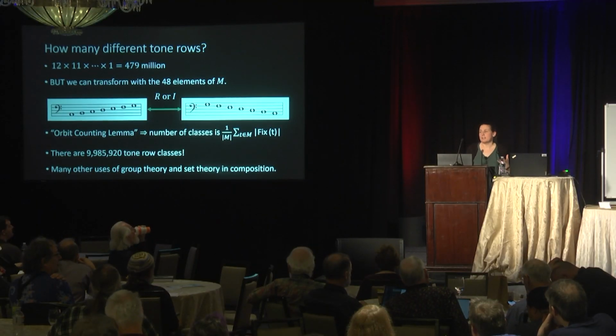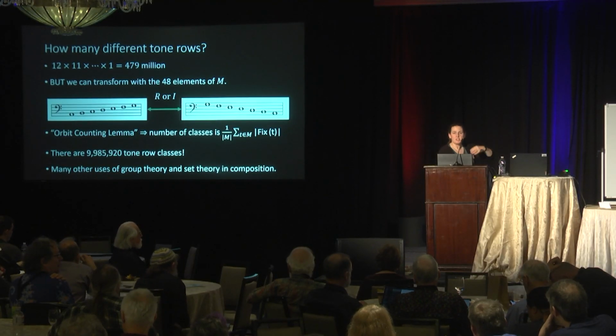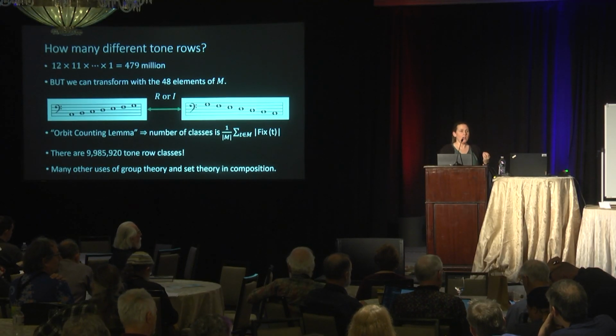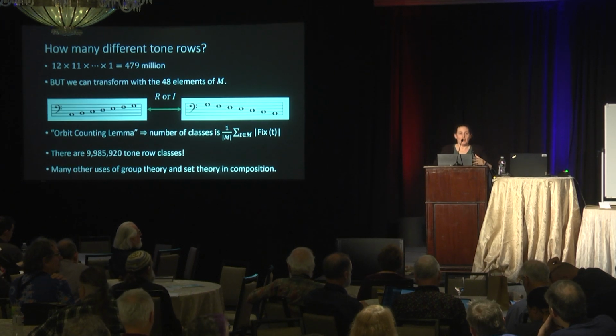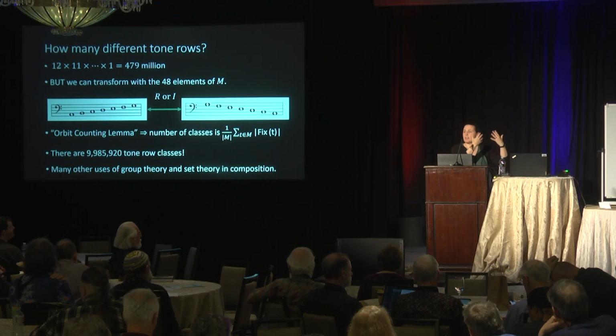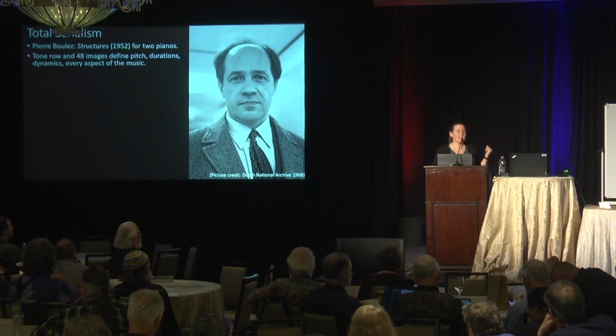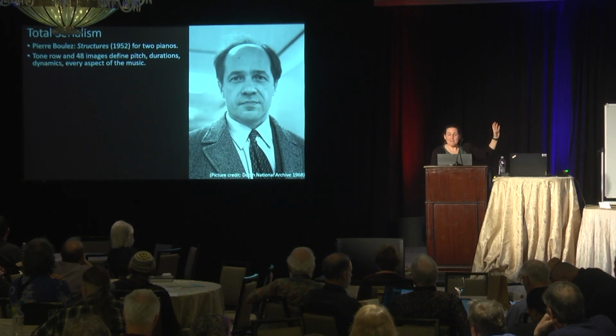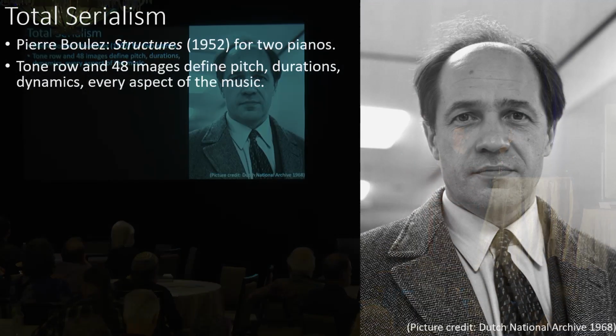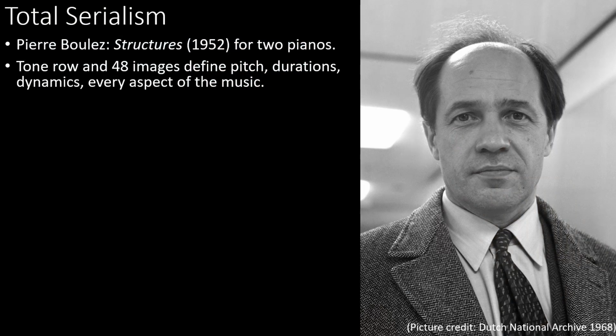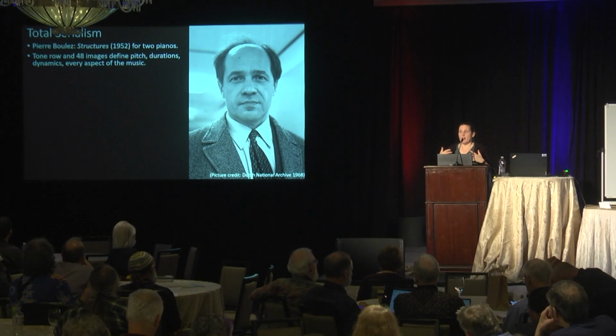So once you've got the concept of tone rows, you've got these images, you've got the musical symmetry group, some composers then took these ideas perhaps to the extreme. And this is called total serialism. Pierre Boulez wrote a piece of music for two pianos called Structures in 1952. He had his tone row, he had all its images, and actually there were 48 images of it. It was an example of a tone row which wasn't fixed by lots of things, or indeed anything.